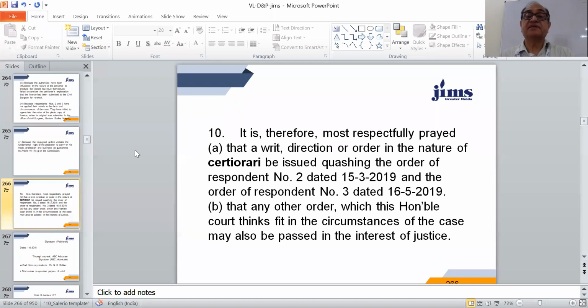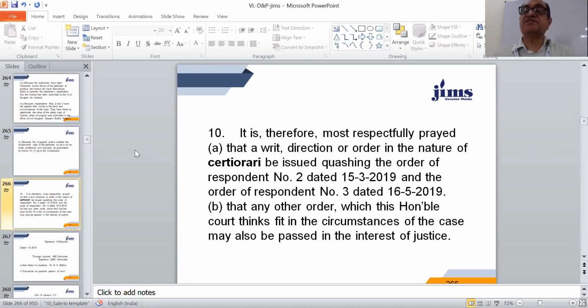Then next is the prayer. On these grounds, on this bundle of facts, the petitioner says, it is therefore most respectfully prayed, A, the first relief which you want from the Allahabad High Court is that a writ, direction or order in the nature of certiorari be issued, quashing the order of respondent number 2, the drug controller, order dated 15th March 2019, and the order of respondent number 3, the appellate tribunal at Lucknow, order dated 16th May 2019. So you want these two orders to be quashed under a writ of certiorari.